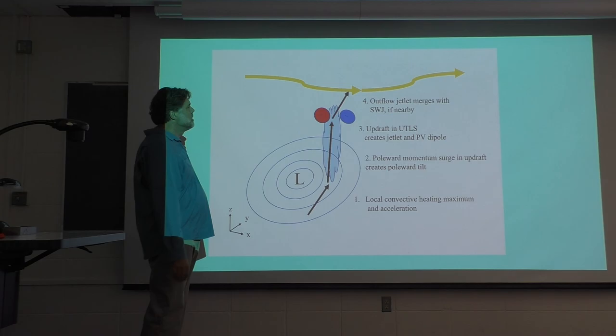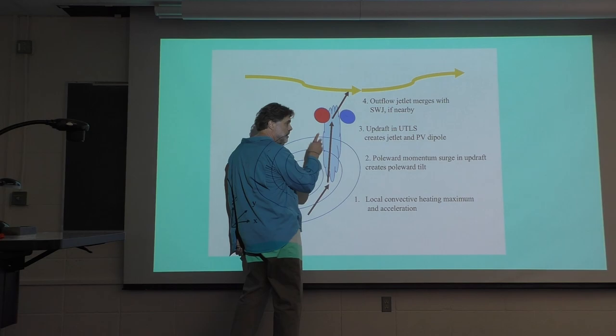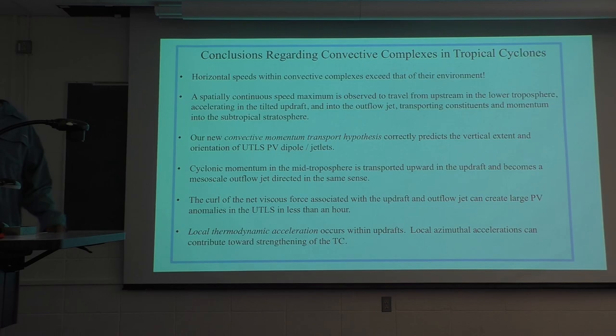But in these three cases, we have an ingestion of air that accelerates in this polar tilting updraft, hits the stratosphere, creates this PV dipole, which is a signature of this whole vigorous thing happening. And then there's this outflow jet between the PV dipole that sometimes joins with the subtropical vascular jet. So, some conclusions. The first one I still can't quite get over.